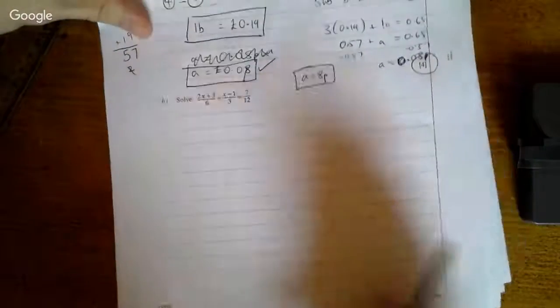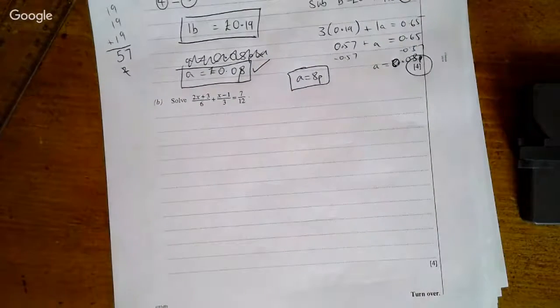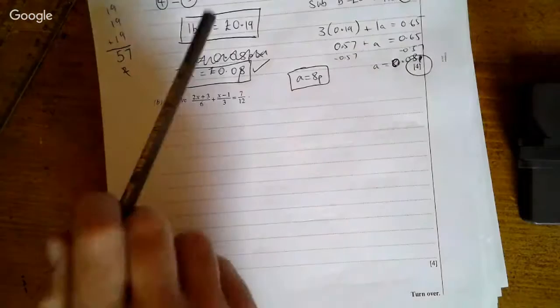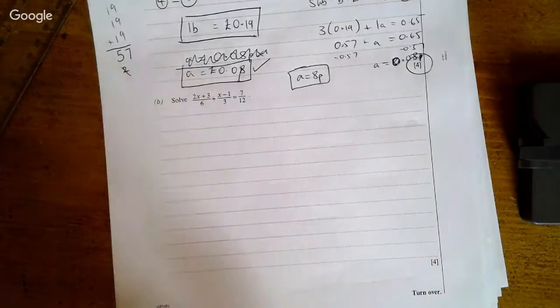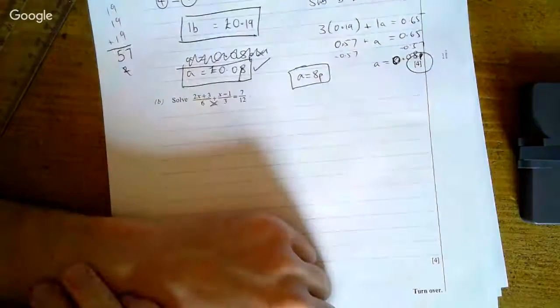Okay, part B. Part B, we're now starting to get into the B grade material that's tricky. Simultaneous equations is grade B. This is also grade B. Okay, we draw an upside down ironing board to help us answer questions like this.